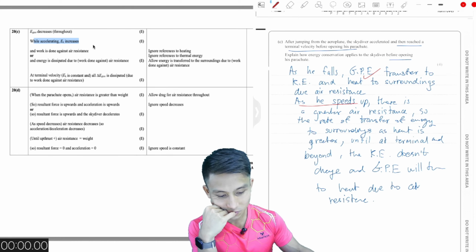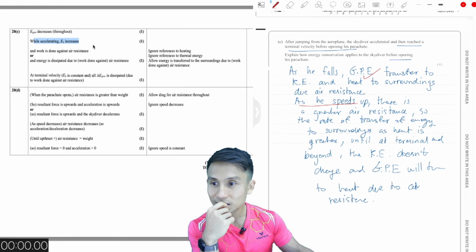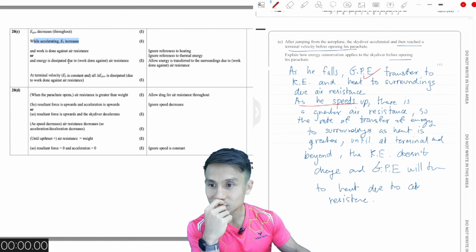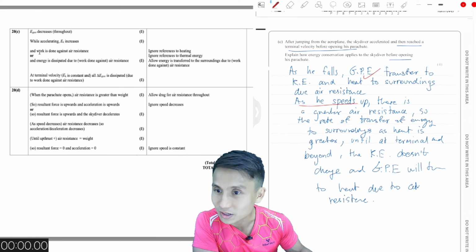Now, the rate of transfer of energy to the surroundings is greater. Oh, and work is done against air resistance. Yeah, I said that, right? Yeah. Well, and energy dissipated due to air resistance at terminal velocity, or delta E gravitational is dissipated due to work done. Well, I think I said that. Wait, hang on, why is there an "or" here?